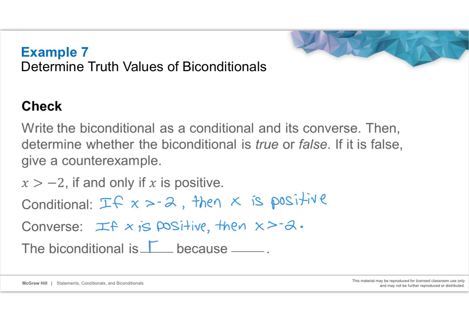The biconditional here is definitely false because we could find a counterexample, for instance, x equals -1. In the conditional, if x was -1, that is greater than -2, but not an x value that is positive. So this would be false. And then the converse, if x is positive, then x is greater than -2. Well, all positive numbers are greater than -2. But remember, for the biconditional to be true, both the conditional and the converse have to be true. So the biconditional is false, and x equals -1 is a counterexample.